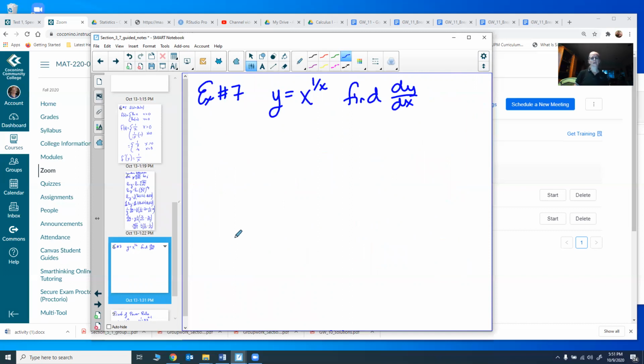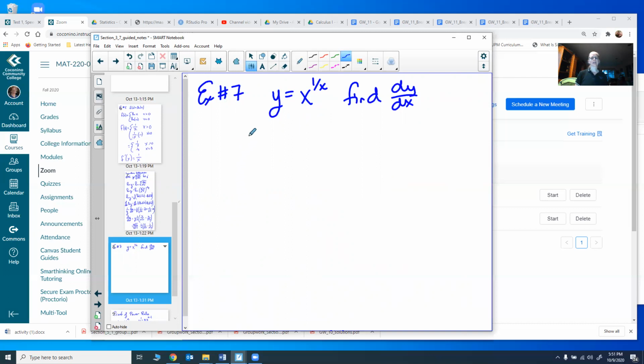Here we have y equals x to the 1 over x. And again, I want to find the derivative of y with respect to x. This one I can't do any other way. This is not a power function because it's x to the 1 over x. Power functions are x to a constant. This is not an exponential because it's x to the 1 over x. And an exponential, the base is a constant. So this isn't anything. This is actually kind of a strange function.